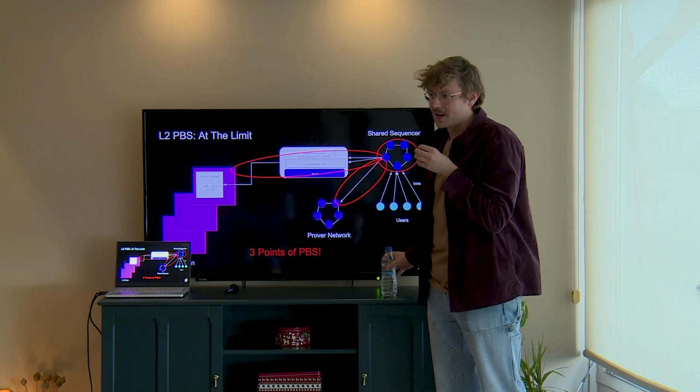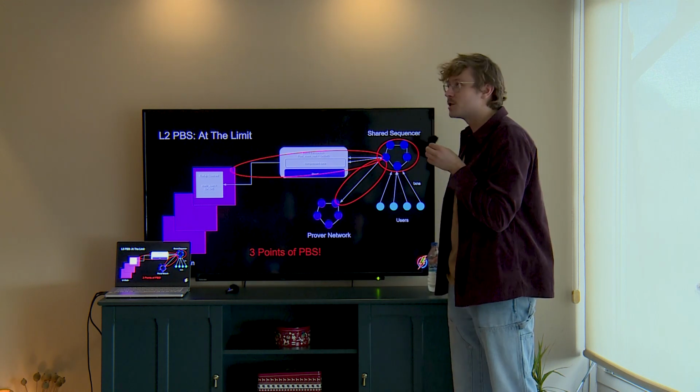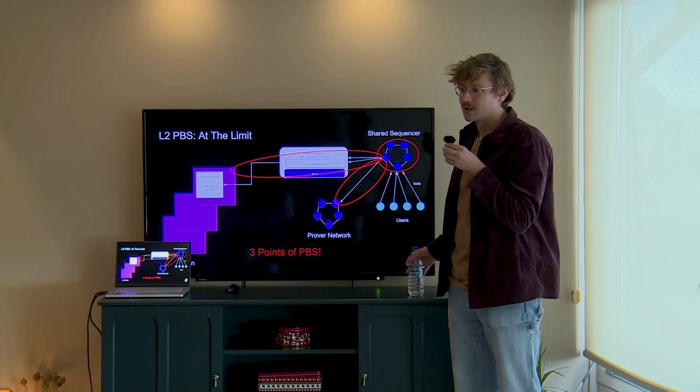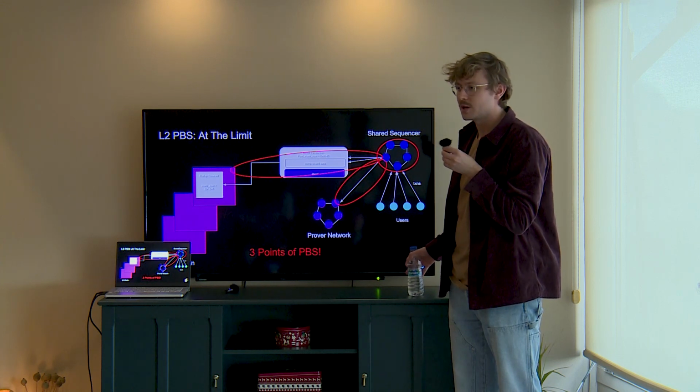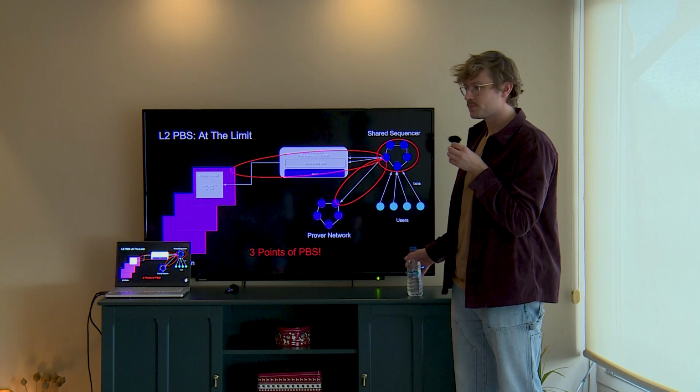No, we are not focused on that. Could a sequencer run on SGX, if that's what you're saying? Yes, that could be an interesting design space to explore. Cool.